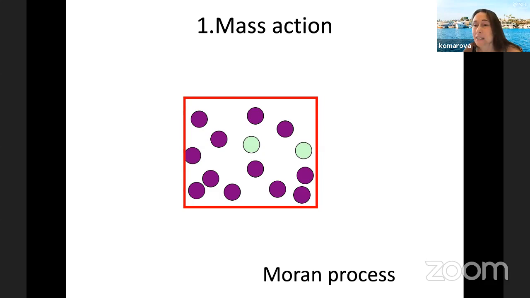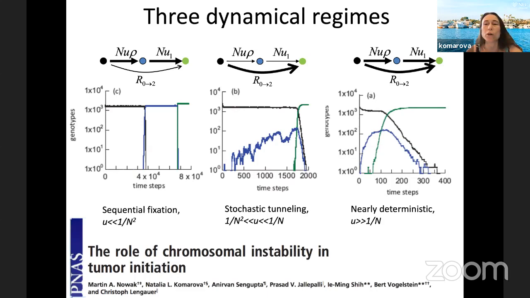And every time a cell divides, there's a probability that a mutation happens. And a one-hit mutant can give rise to a two-hit mutant. So how does it work, right? So we can model this and solve this process. We discover that there are three distinct dynamical regimes.